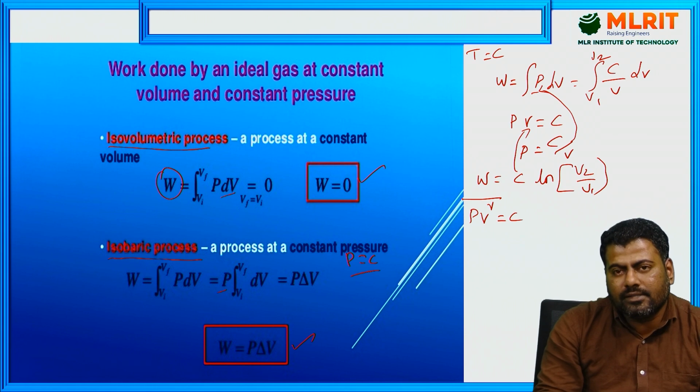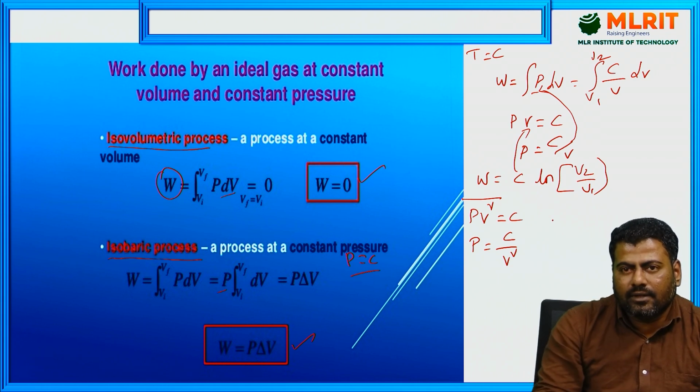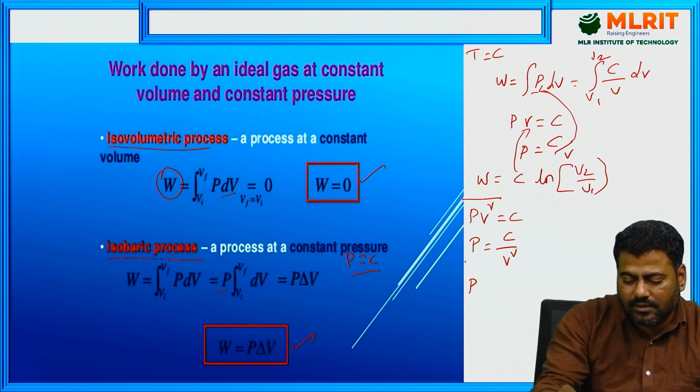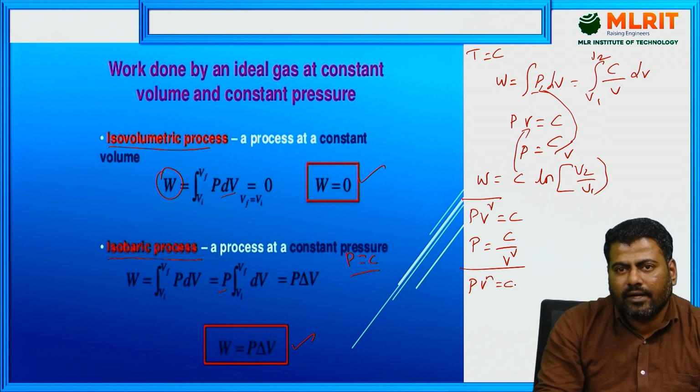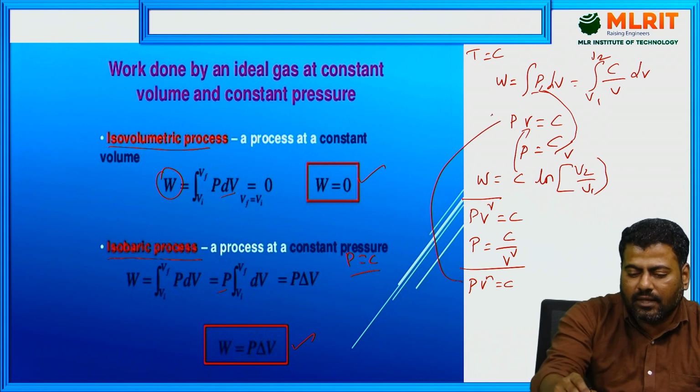PV power gamma equal to C. So here I can substitute P equal to C by V power gamma. So substitute over here, then I can write it for the adiabatic process, right? So combinedly I can write this as polytropic. For simplification purpose we have considered PV power n equal to C, right? When n equal to gamma, that is PV power gamma equal to C, that is the reversible adiabatic process, right? When n equal to 1, PV equal to C, again it comes under the isothermal process.